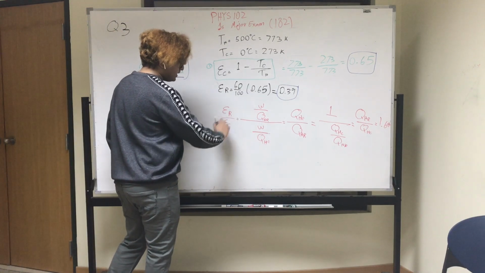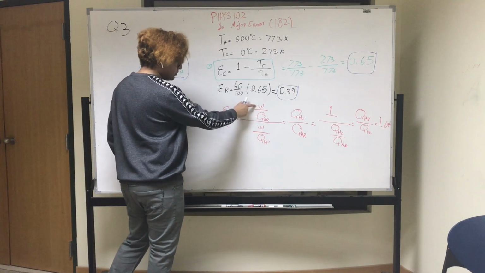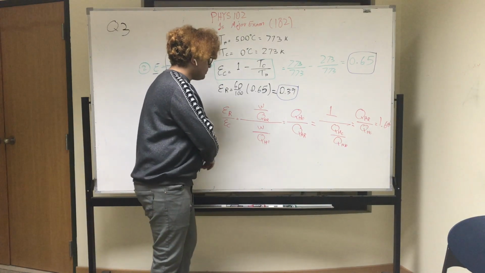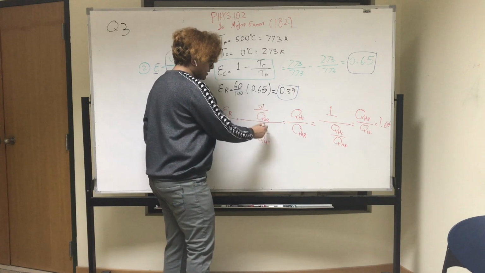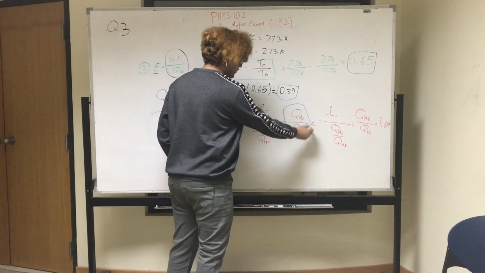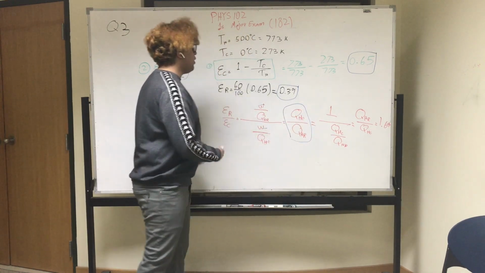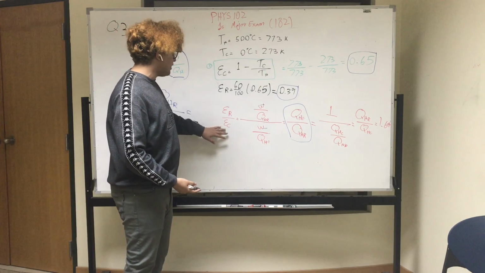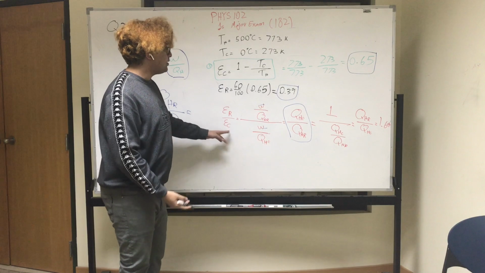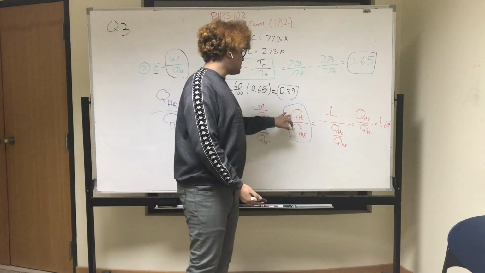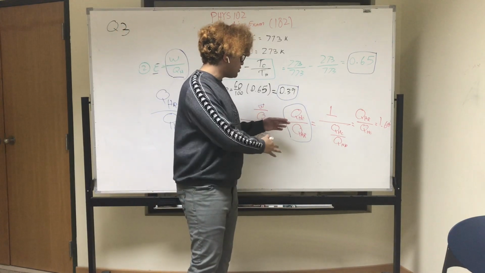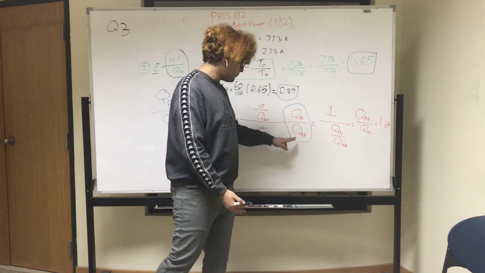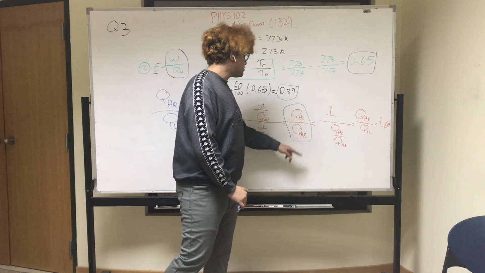Okay, so if you do that, we know that the work here is the same as the work here. It was clearly stated in the problem. Because they're the same, they're going to cancel out, and we're going to have this expression. So now we know that if we divide the efficiency of the real engine by the efficiency of the Carnot engine, we're going to get the ratio of the QH of the Carnot engine and the QH of the real engine.